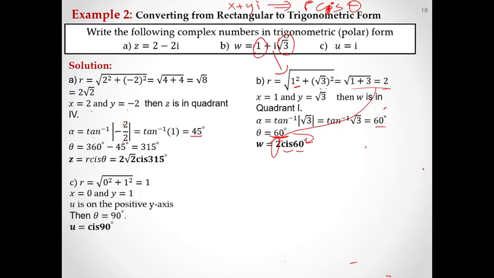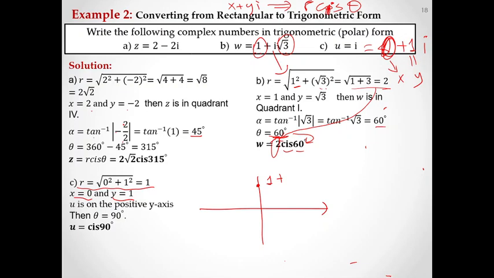Now u equal to i, so you can find r here. R will be equal to 1 because this means 0 plus 1i. So your x is 0 and y is 1. Now x is 0, y is 1, and u is on the positive axis. So where is it? It's 1, 0 is here.